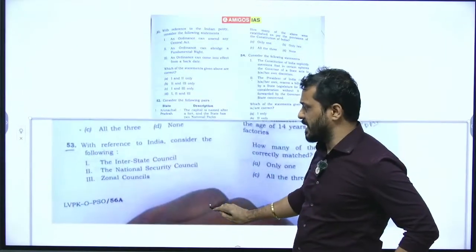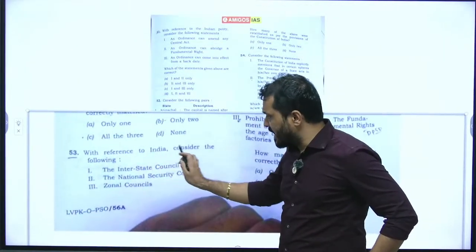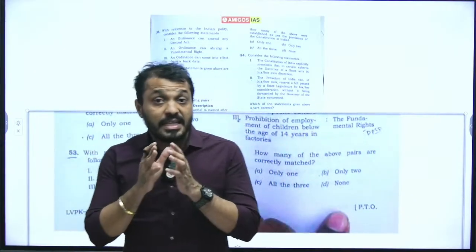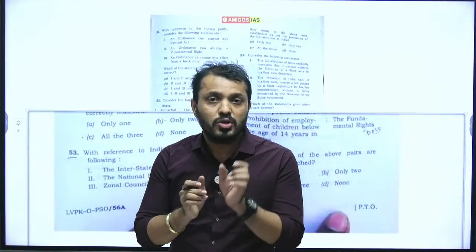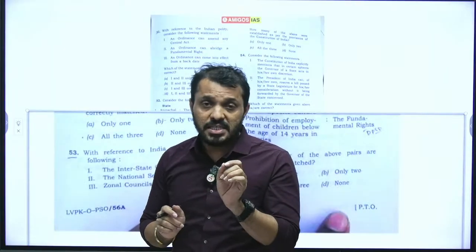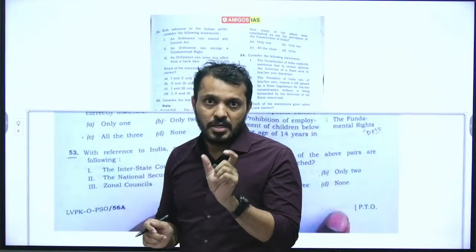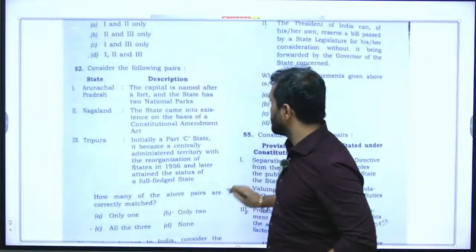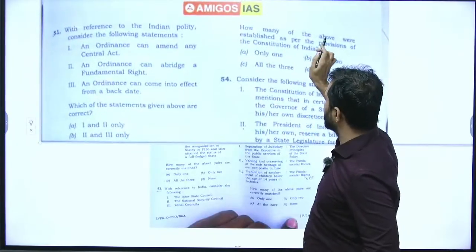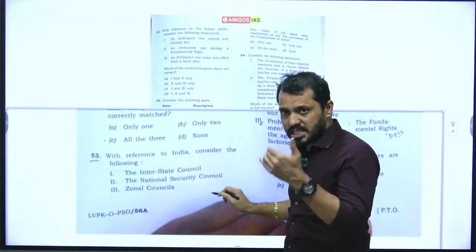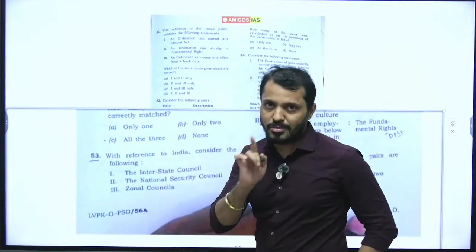Next, question number 53. With reference to India, consider the following. You know, students, in our polity class, in the terminology class itself, I told you about constitutional bodies. And I mentioned their respective articles also. So the question is about how many of the above were established according to the Constitution of India. That means they are asking you how many of them are constitutional bodies.